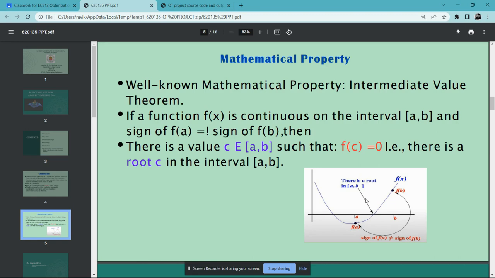The bisection method is also a very robust method since it does not require the function to be differentiable. Here, it is also known as the intermediate value theorem. f(x) is continuous on the interval [a, b], and the main condition is that the sign of f(a) should not be equal to the sign of f(b), and then there exists a value c in the interval [a, b].